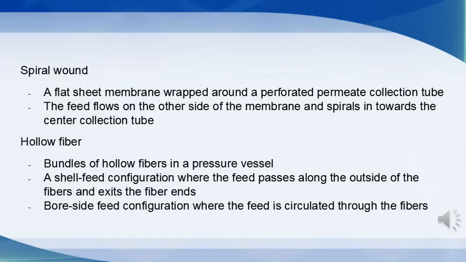Hollow fiber membrane configuration is a bundle of hollow fibers in a pressure vessel. There is a shell feed configuration, where the feed passes along the outside of the fiber and exits at the fiber end, and a both side feed configuration, where the feed is circulated through the fiber. Hollow fiber filtration works on the same principle as tubular and capillary configuration, but utilizes a small tube diameter, which allows for flexibility.